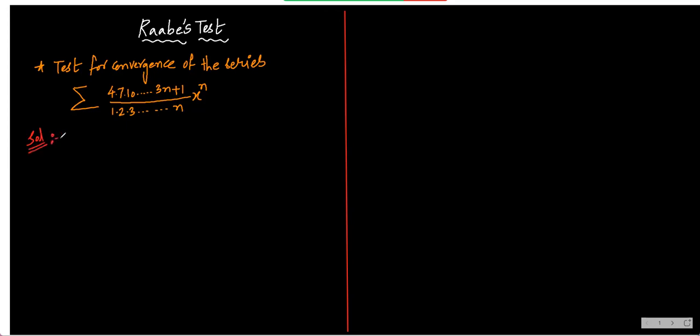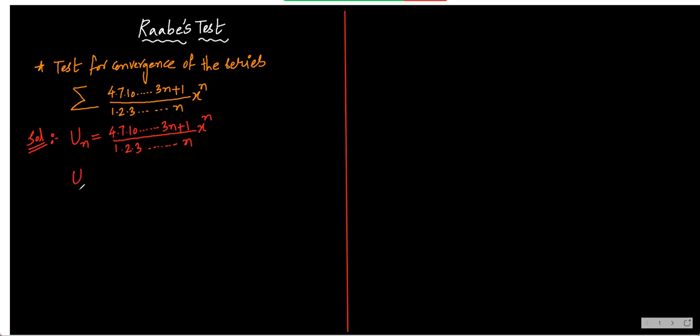Okay. What is our un value? Can you tell me? The complete series: 4 into 7 into 10, and so on, up to 3n plus 1, divided by 1 into 2 into 3, and so on up to n, into x to the power of n. This is the un value.